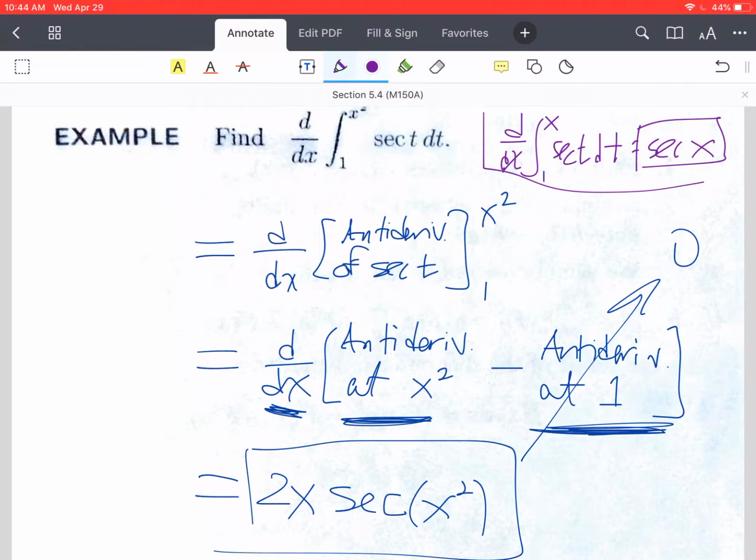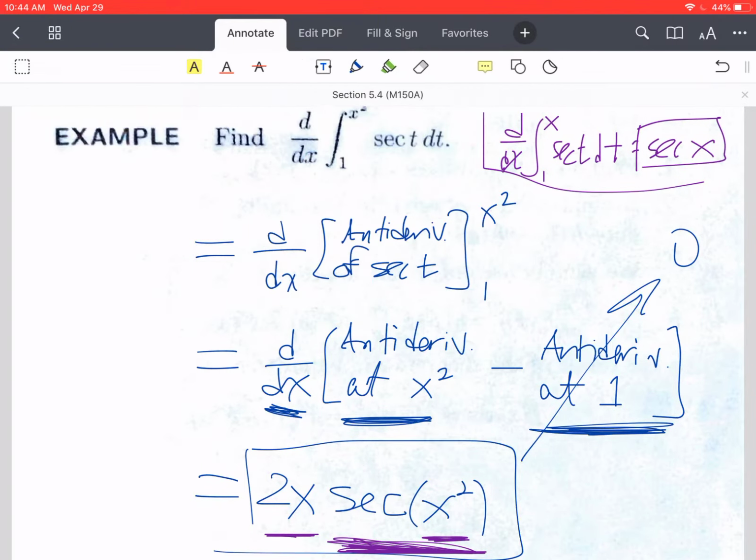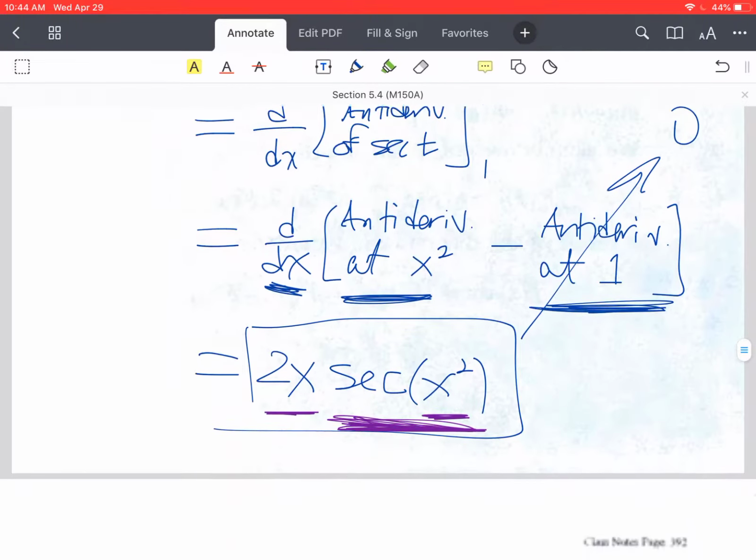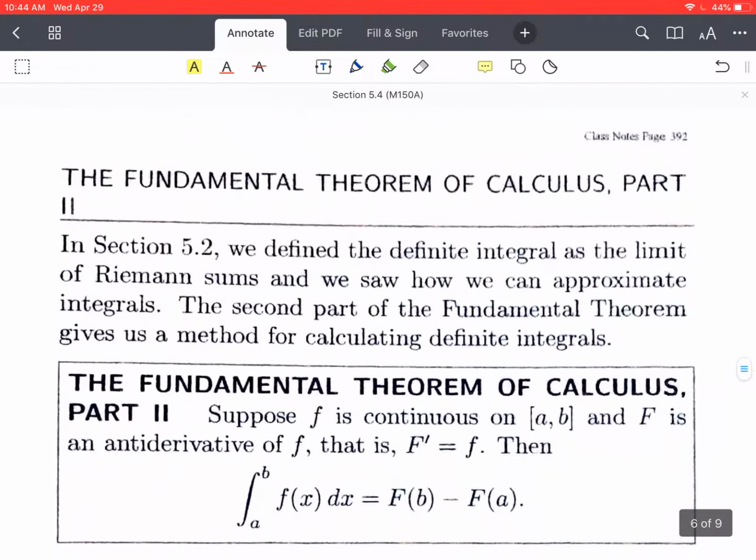So the derivative and the antiderivative, the integral, still undo each other. So we still get our original function, but because of that inside piece being different, because of that chain rule, we do need to multiply by its derivative as well. Okay, so that's a slight variation on what we've been seeing so far, but that's pretty much all there is to that. So now on to part two.